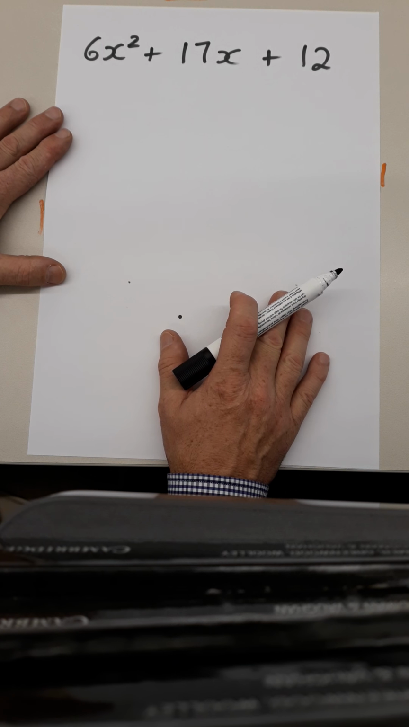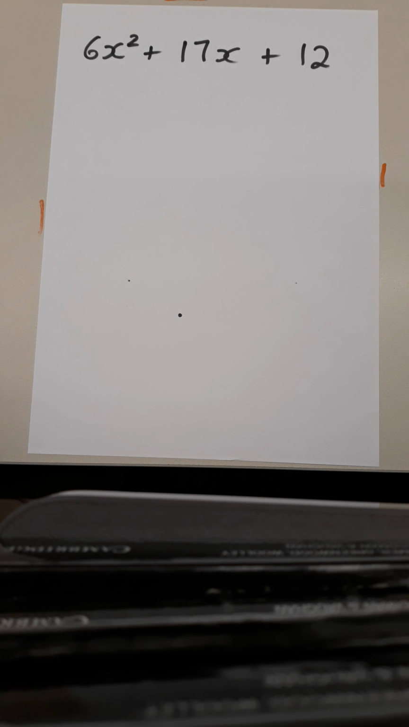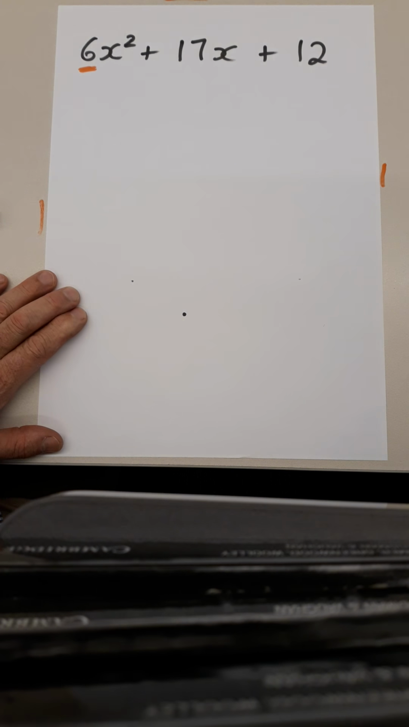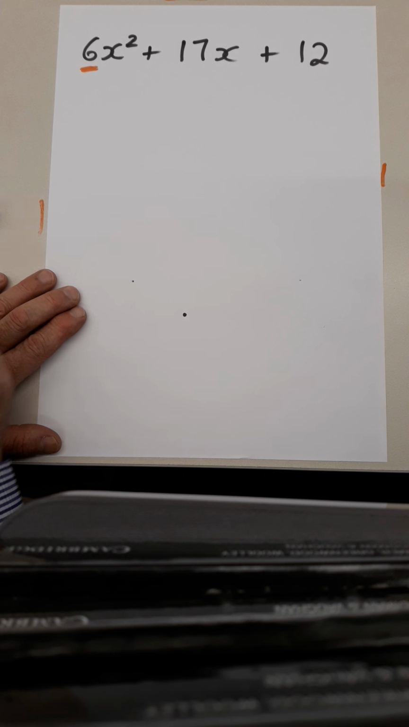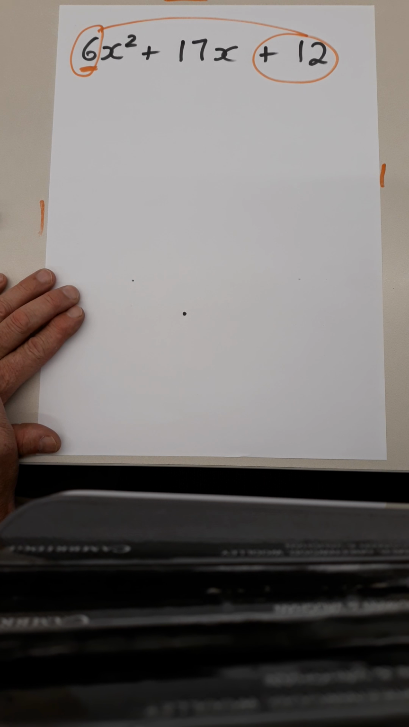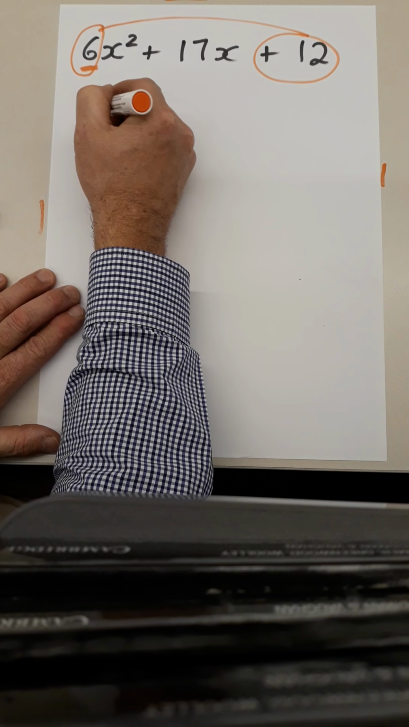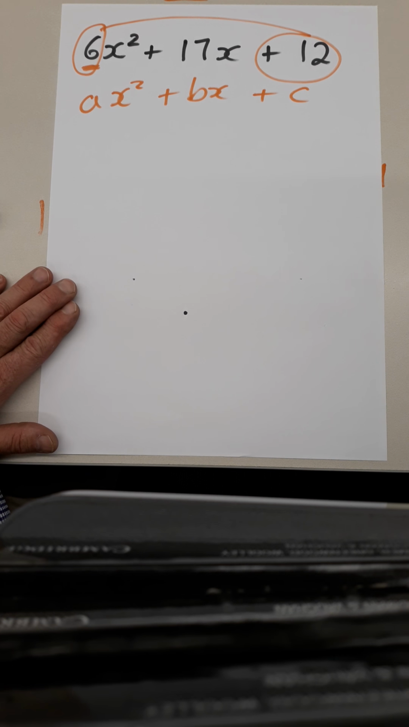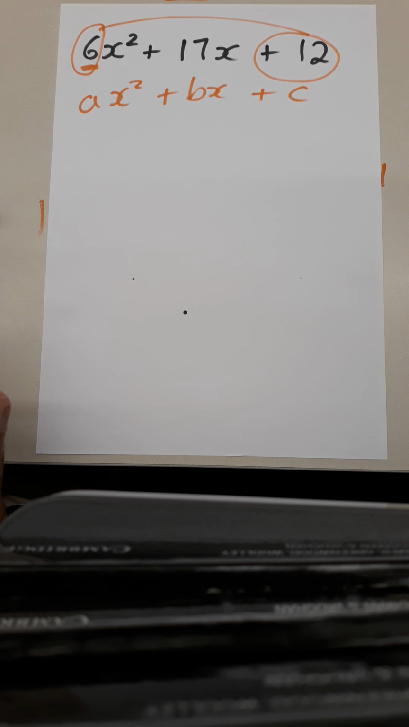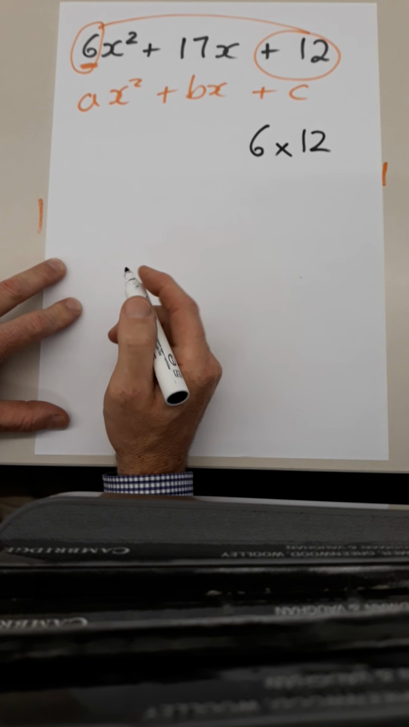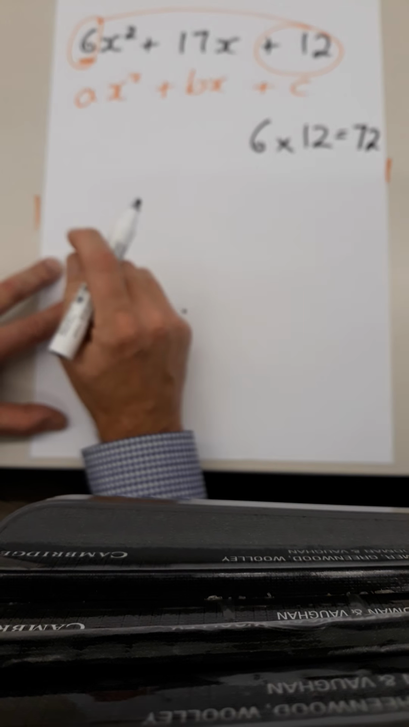In class, we were talking about an easier way than drawing up a diagram every time. We came up with the method that when you have a non-monic, that is, a number in front of the x squared, you multiply together the first and last numbers, provided that it's set up like ax squared plus bx plus c. If it's set up in that form, you multiply together the a and the c. In this case, 6 times 12, which is 72.